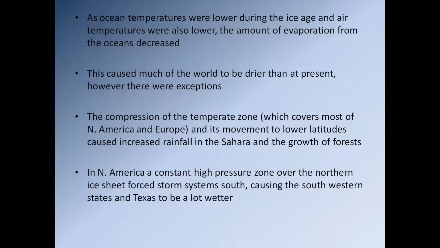As the ocean temperatures were lower during the Ice Age, and the air temperatures were also lower, the amount of evaporation from the oceans will have decreased. And this caused much of the world to become drier than at present.